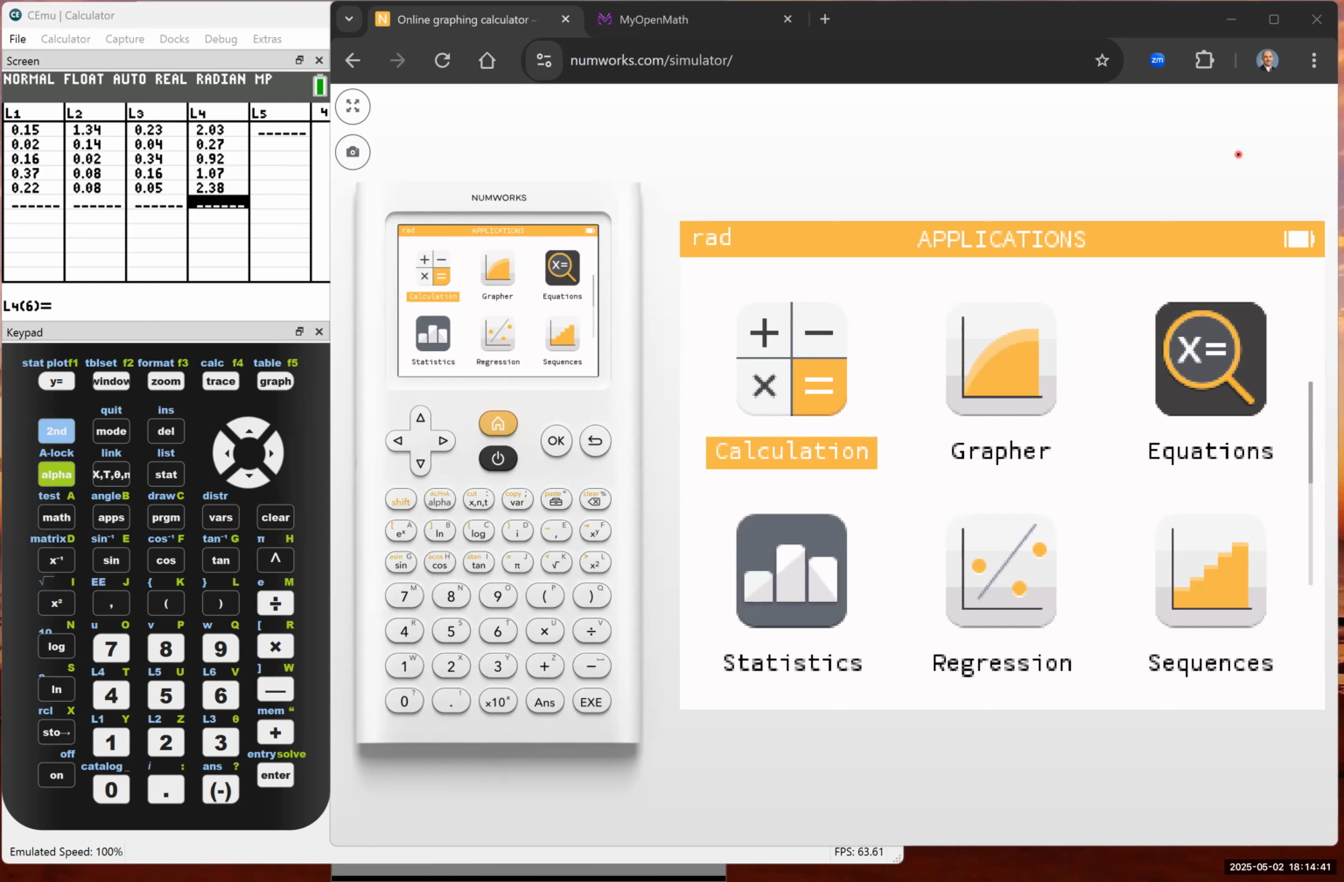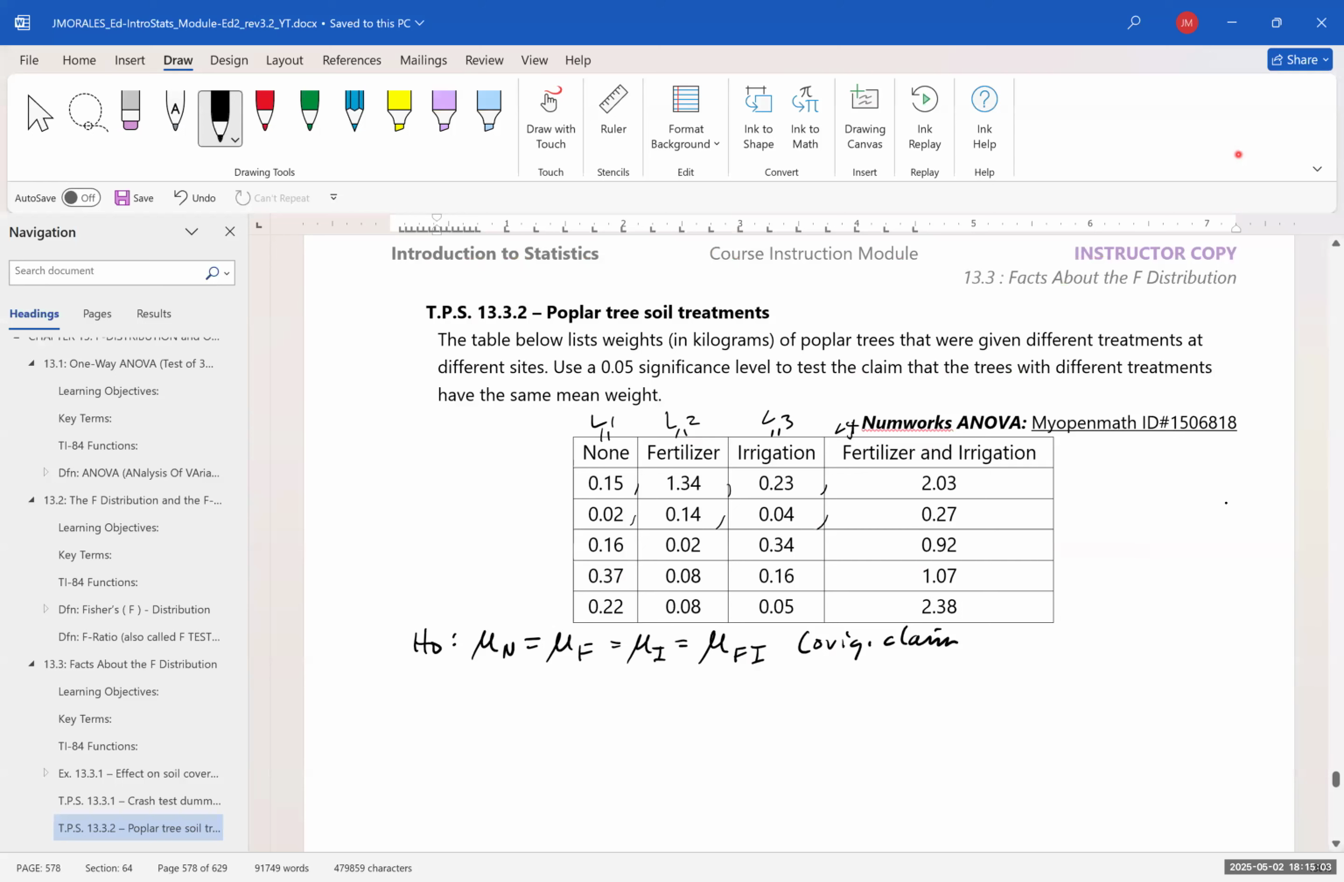Now the alternate hypothesis is going to be that not all means are equal. And I'll write that down when my computer is done thinking. There we go. Okay, so the alternate hypothesis is that not all means are equal.